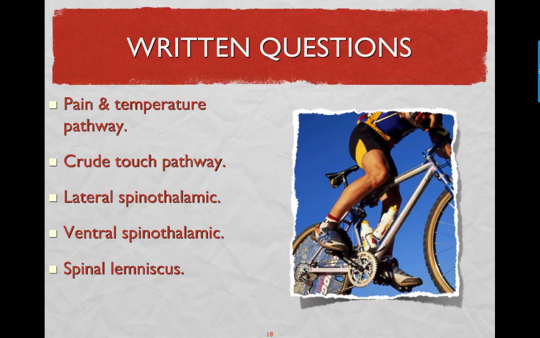What are the written questions in this area? We have the pain and temperature pathway, direct question. Crude touch pathway, direct question. And then we have lateral spinothalamic, ventral spinothalamic, and spinal lemniscus.